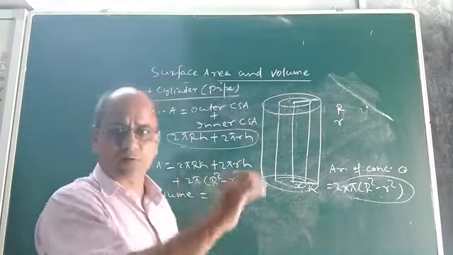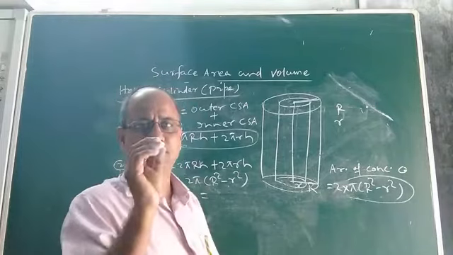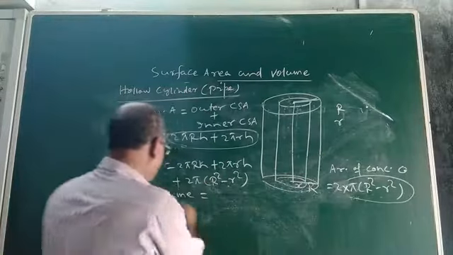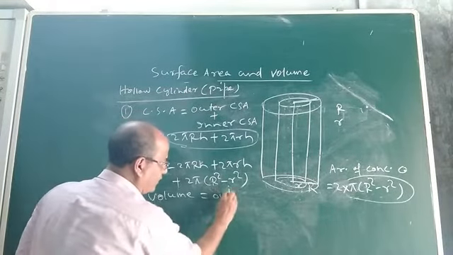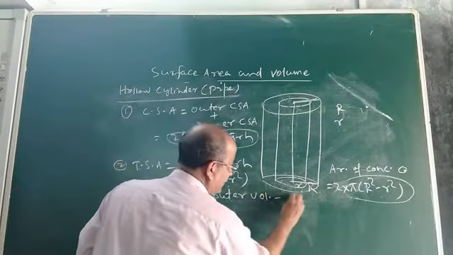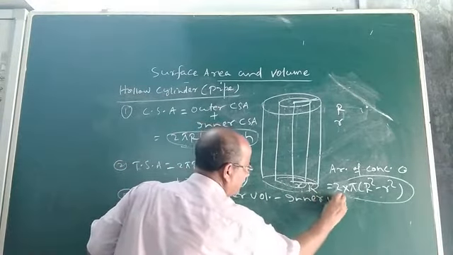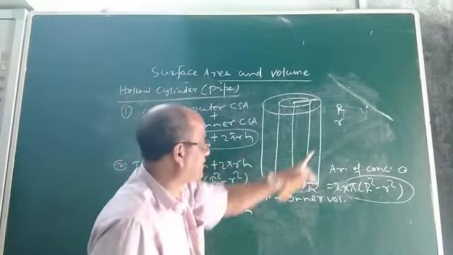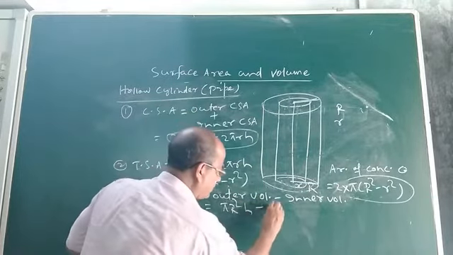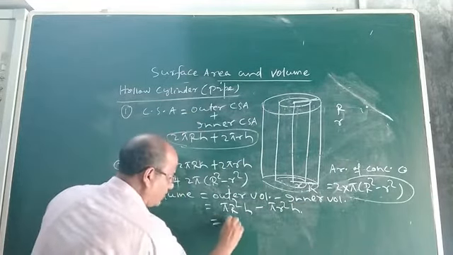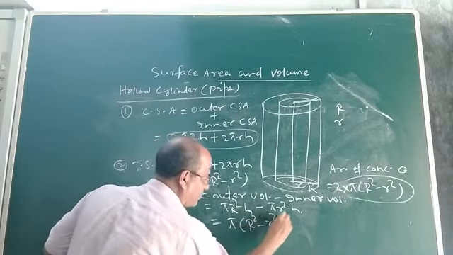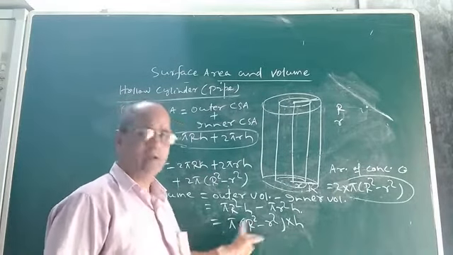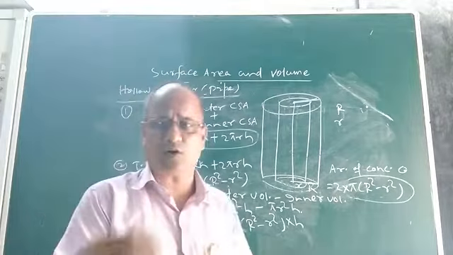And you already know the formula to find the volume of a cylinder. It is pi r square, pi into square of radius into height. So the volume of the pipe will be outer volume minus inner volume. Outer volume will be pi capital R square h, because capital R is the radius of the outer cylinder, and inner volume is pi small r square h. Now if you take pi common, it will be pi into R square minus r square into h. This is the formula to find the volume of your hollow cylinder or pipe.